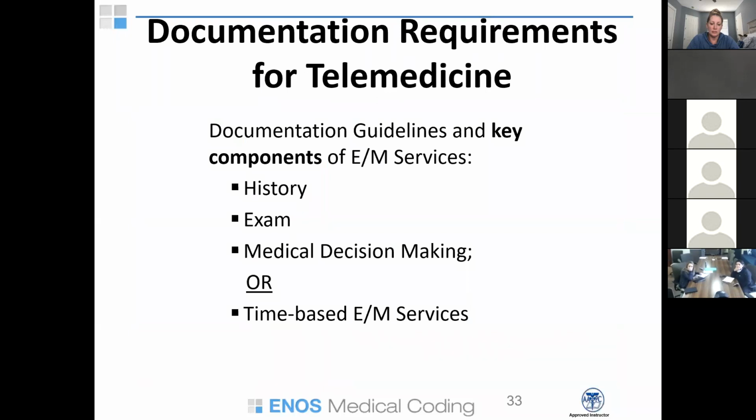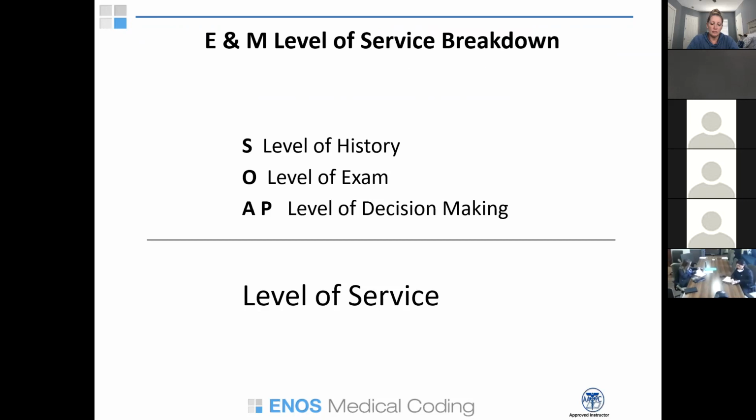So if it's not one of the previous services we just talked about with telephone and portal, if it's audio and video and the patient is actually going to have a visit remotely, we need to document an office visit. We need to have a SOAP note. So the history, exam, and medical decision-making components are not waived, even though the patient is not there in front of you. The documentation requirements do need to have a history, exam, and medical decision-making to support the level of service. Don't open a template for a telephone note, open the template for an office encounter.